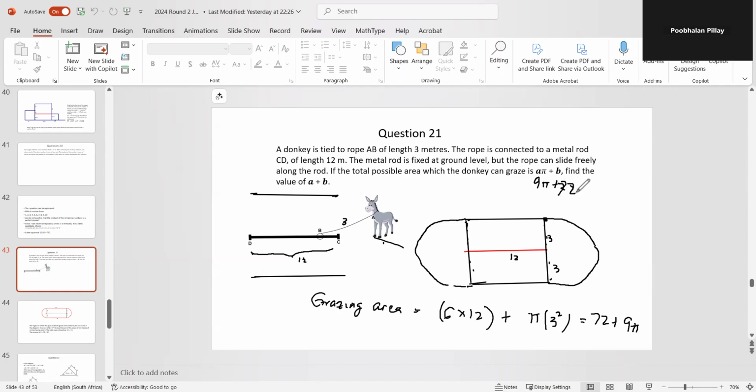I think I'm dyslexic. So A plus B will have to be 9 plus 72. Those are the numbers outside pi. So the answer is 81.